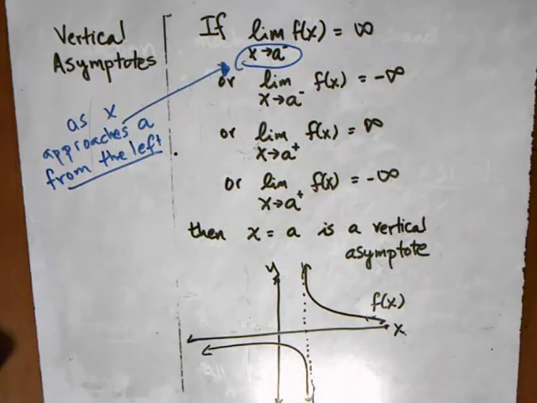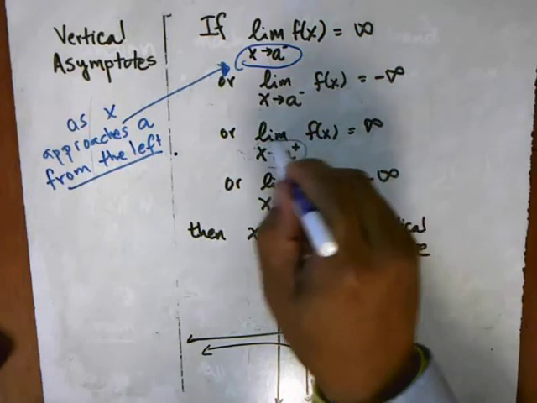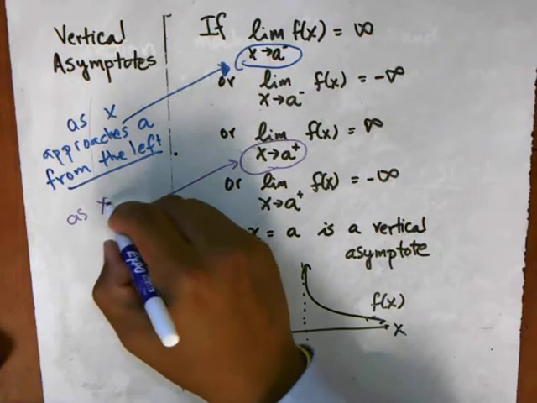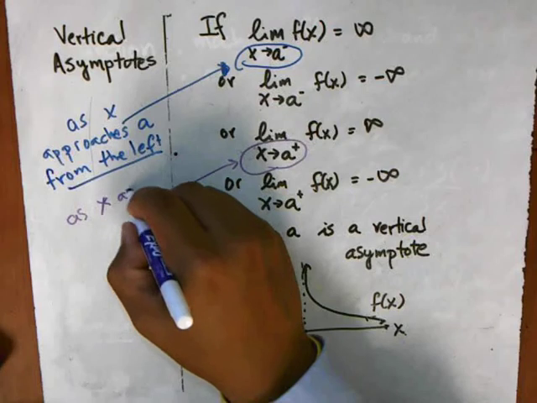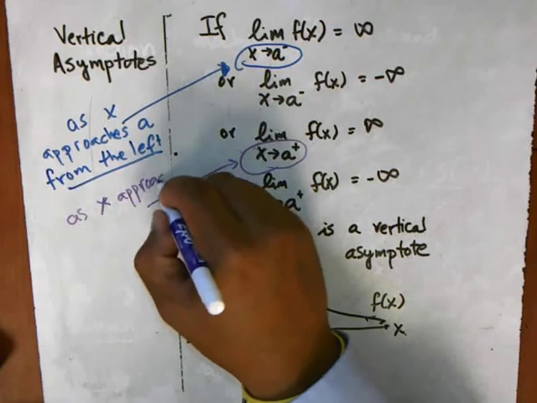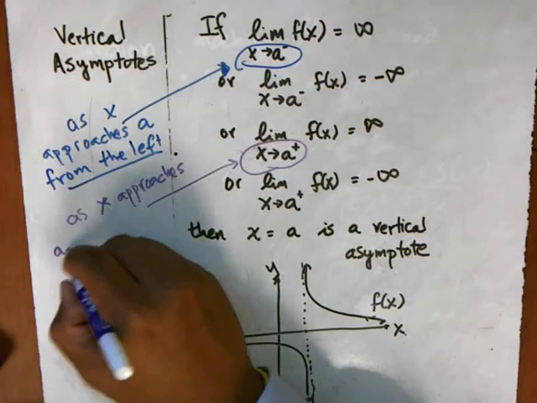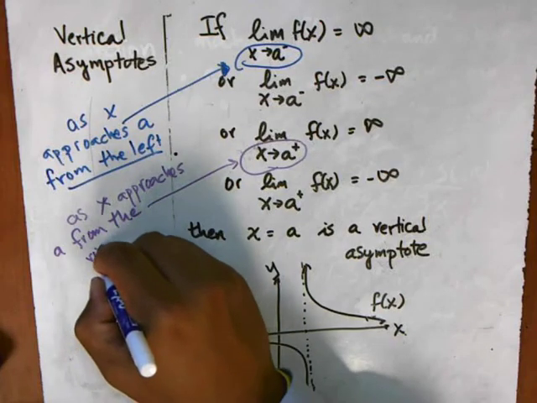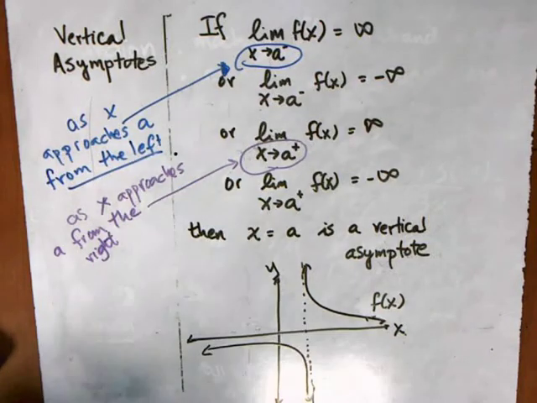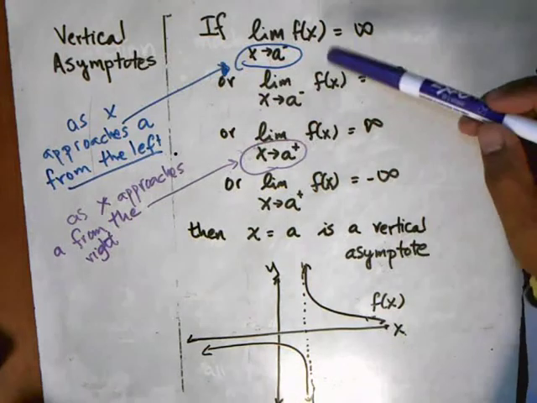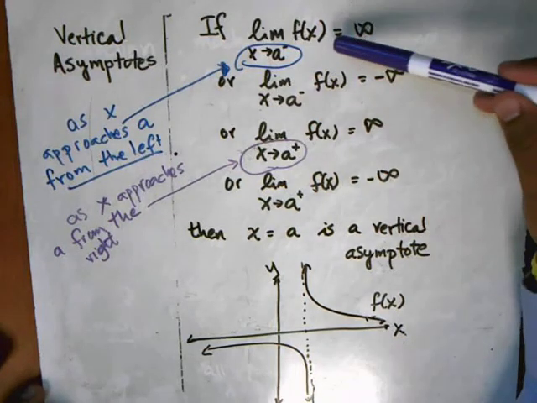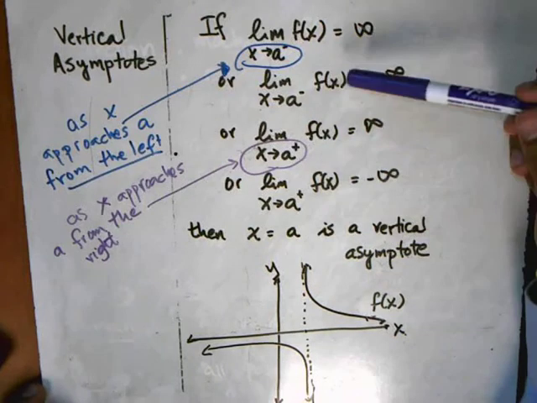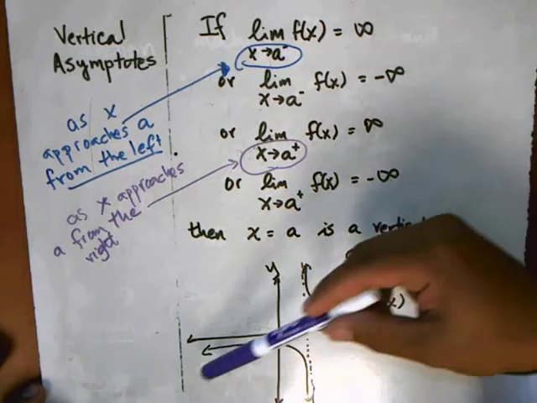Okay. This notation here, right, let me use a different color here. This right here means as x approaches A from the right. Okay. So basically it says that as x approaches A from the left, f of x, or the function itself, goes towards infinity, or it could go towards negative infinity from the left.